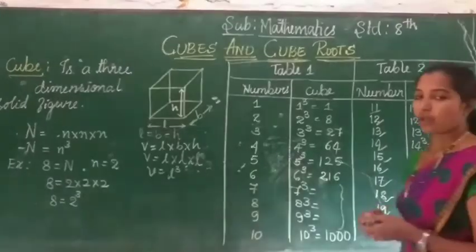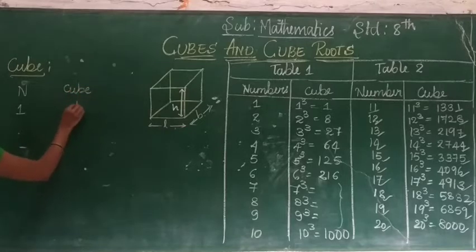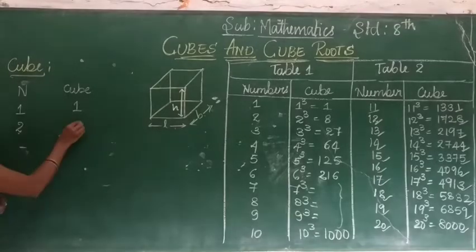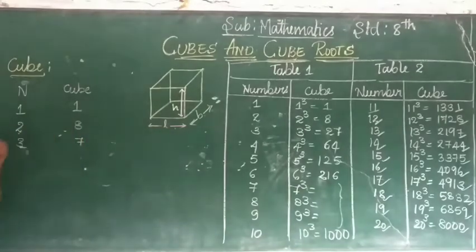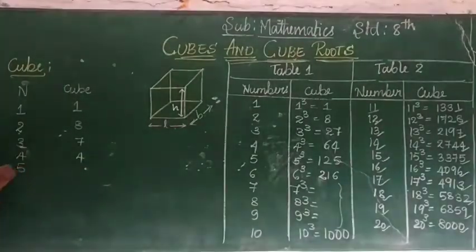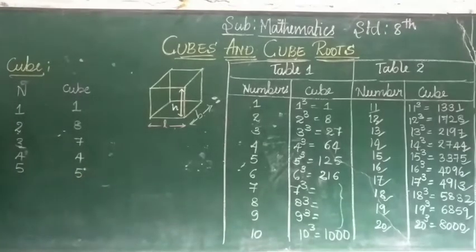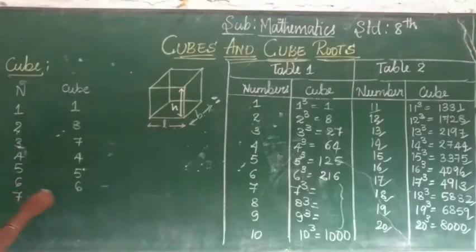Yes, children, we conclude here. A number ending with 1 has a cube whose unit place is also 1. A number ending with 2 has a cube that ends with 8. A number ending with 3 has a cube that ends with 7. A number ending with 4 has a cube that also ends with 4. A number ending with 5 has a cube that also ends with 5. A number ending with 6 has a cube that ends with 6. A number having 7 in the unit place has a cube that ends with 3.